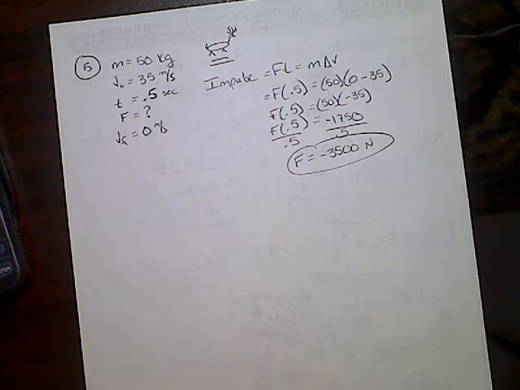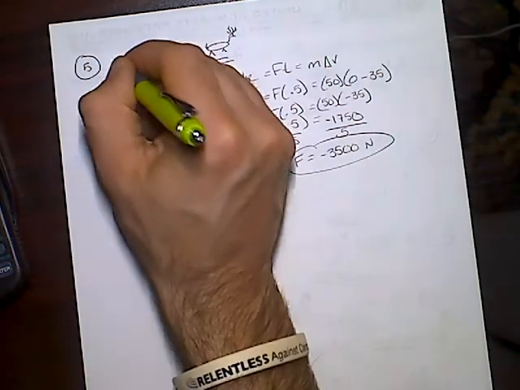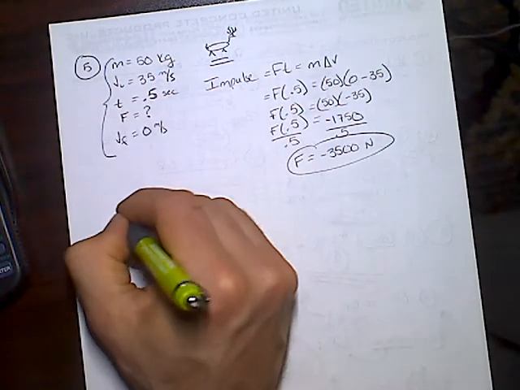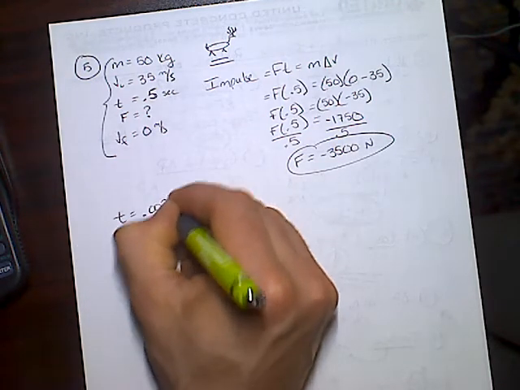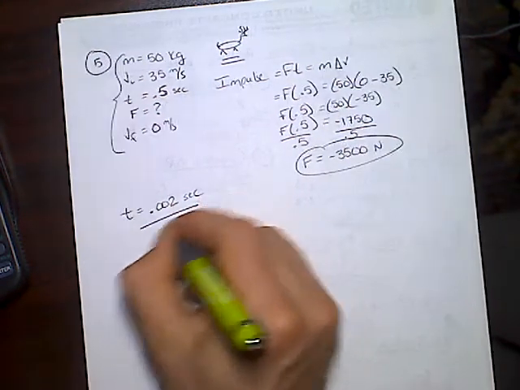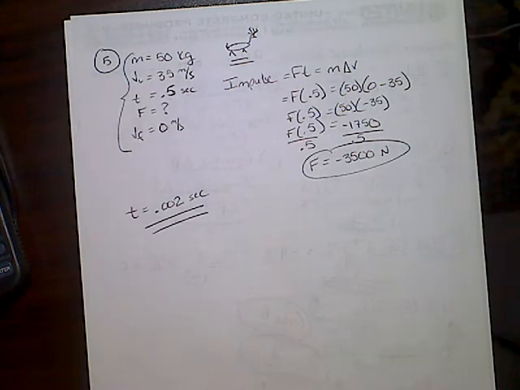Now, the second part of the question says, if Jennifer had not been wearing a seatbelt and she had not had an airbag and the windshield stopped her instead, what would the force have been? So all of this will be the same except for the time. The time now becomes 0.002 seconds. So I want you to think about this for just a second.